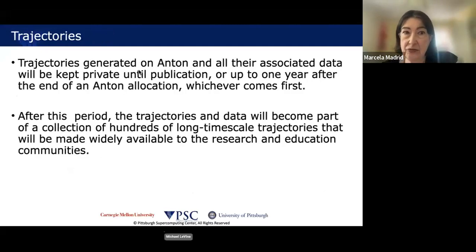Also, the trajectories generated on Anton 2, we collect them for a database that we are constructing. All trajectories generated on Anton and their associated data are kept private until publication. Once you have published or 1 year after your allocation on Anton has ended, whichever comes first, we collect the trajectories and we plan to make them public in a database that can then be used for further research or educational purposes.